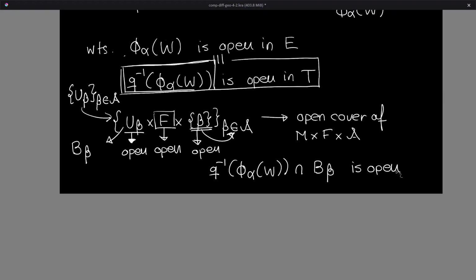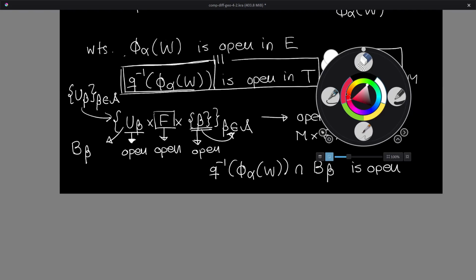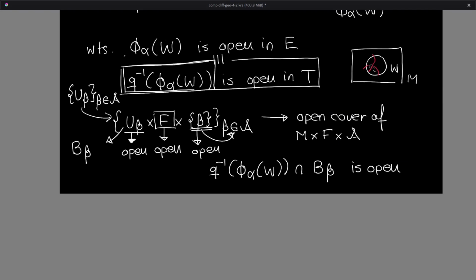Will suffice, because this is an open cover, that means that it covers the manifold. So whatever W is, as long as it is inside M, which we know is true, this open cover will map over all of W. And then if we take the union of all of these, we get back all of Q inverse of phi alpha of W.